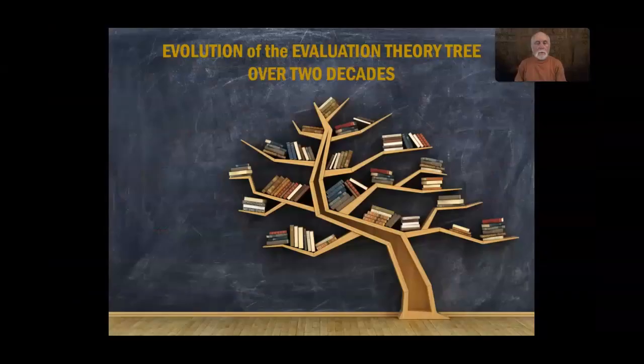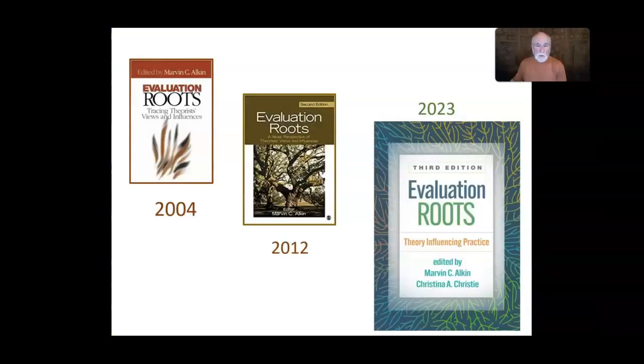This is the second of two videos reviewing the new third edition of Evaluation Roots by Marvin Alkin and Christina Christie. In the first video, I reviewed the evolution of the evaluation theory tree over 2 decades. Over these last 20 years, I think it's fair to say that the evaluation theory tree, as portrayed in Evaluation Roots, has become the dominant paradigm for describing the variations in how different theorists approach the practice of evaluation.